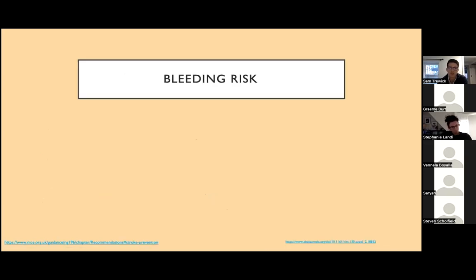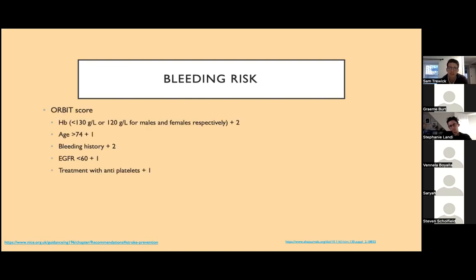Does anyone know a bleeding risk score, a score that we should be using to balance our decision to anticoagulate? ORBIT score. Yeah, that's really good. Does anyone know any others? HAS-BLED, yeah. So HAS-BLED has been used more historically, but now NICE are actually endorsing ORBIT as the score that we should be using when we're thinking about bleeding risk.